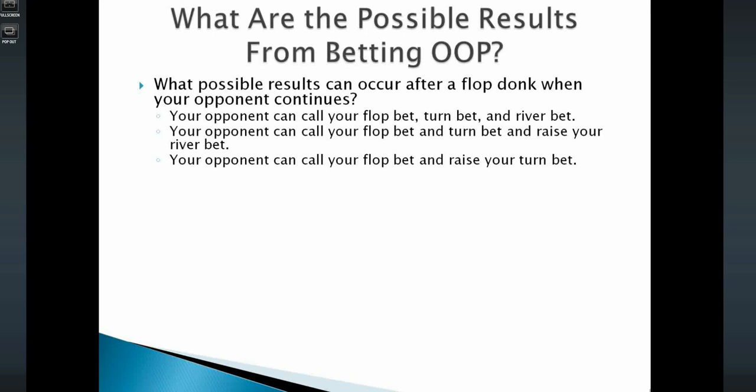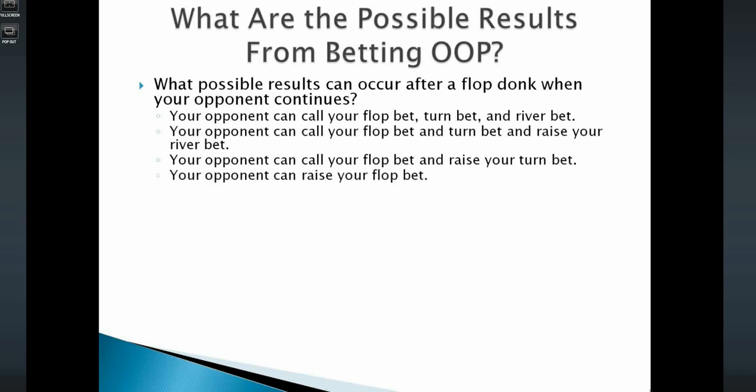Whereas your opponent's less likely to do what we just talked about by calling the flop and calling the turn and raising the river, because on that Jack 7-4 rainbow board, if the turn comes like an 8 that gives a flush draw, now there's usually enough draw that your opponent won't want to slow play twice. So you're going to see this line from your opponent reasonably often, and your opponent can raise your flop bet.